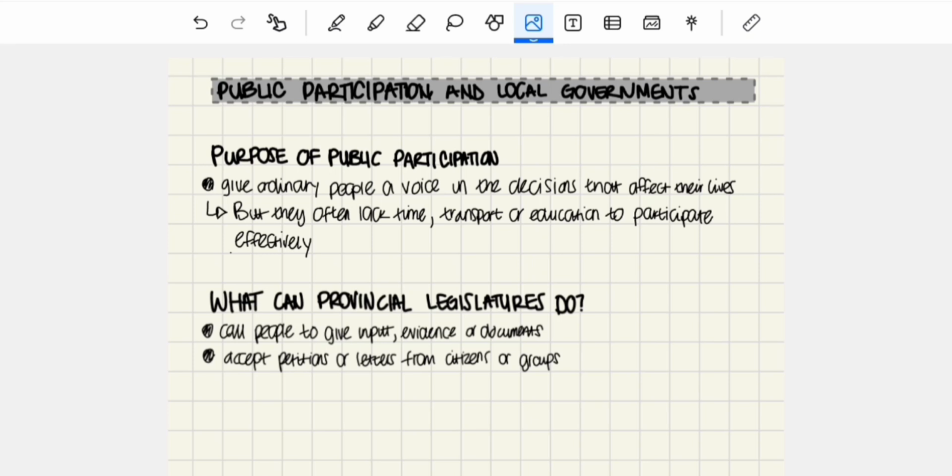So, what can provincial legislators do? Like a school principal calling parents to discuss school rules, provincial legislatures can call people to give input, evidence, or documents, and accept petitions or letters from citizens or groups.